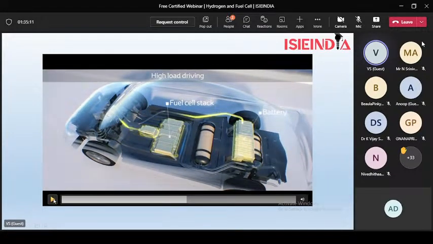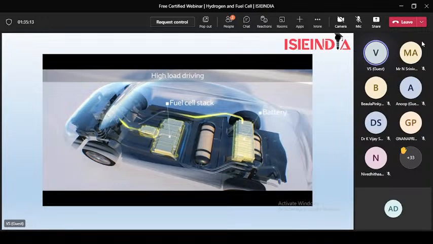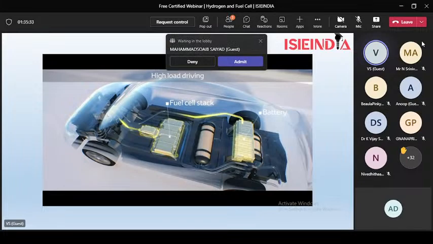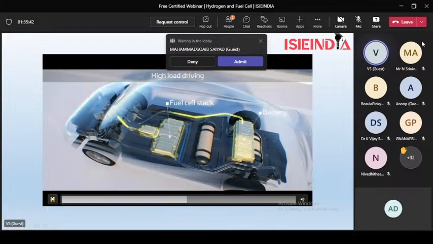In high load driving, the driver presses the pedal. We can say there is a high power requirement by the motor, and during that time if the fuel cell didn't supply a sufficient amount of energy, the battery will then provide power to the traction motor. At this instant, the fuel cell and battery are both giving power to the motor, and the vehicle is moving.